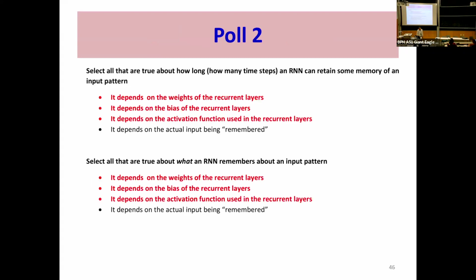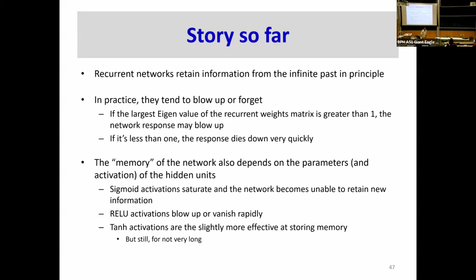Right? So it's a lovely lesson. We just built up this whole idea of recurrent models and state space models and so on. But when you look under the hood, the one thing it's not doing is the one thing that you wanted it to do, which is kind of a bummer. So the story so far is that recurrent networks retain information from the infinite past in principle. In practice, they tend to blow up or forget. And if the largest eigenvalue of the recurrent weight matrix is greater than 1, then the response may blow up.